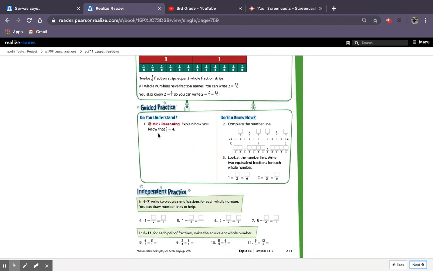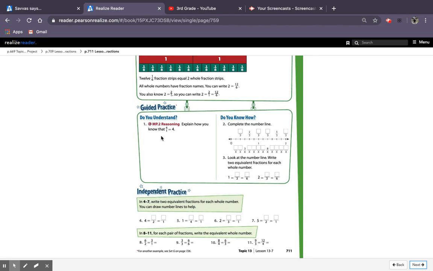Down here, it says, explain how you know that 4 over 1 equals 4. So for this, I'm going to read what the book answer says exactly, and then I will explain it in simpler terms. Because again, we always know that the book answers are always like really long. So 4/1 means 4 wholes. So 4/1 is another name for 4. 4/1 and 4 are at the same point on the number line.